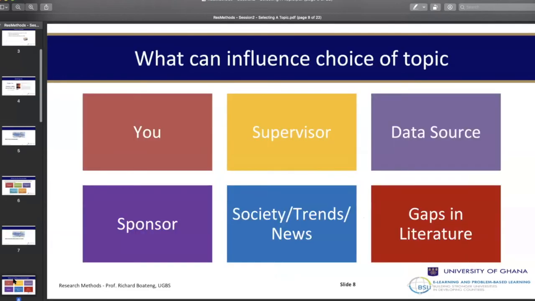So now that I've mentioned that, let me tell you what can influence your topic, to answer Sandra's question. The first one is you, the person who is doing the study. You are the one going to wake up at 2 a.m., 3 a.m. to do the reading. So if you have not got interest, don't even start it.